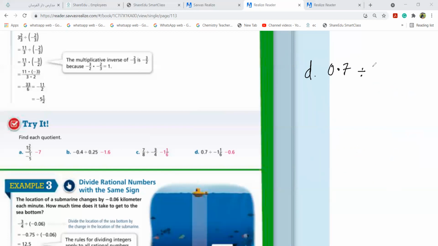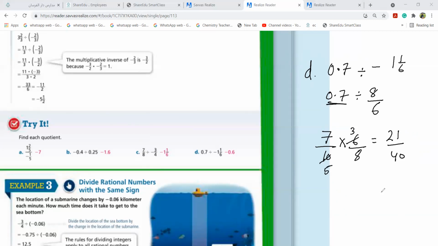0.7 divided by minus 1, 1 over 6. So 0.7 divided by 8 over 6, right? So 0.7, what can I write, girls? 7 over 10 multiply 6 over 8. Can I simplify, or do you want me to do it at the last? 2 times 3, 2 times 5. 21 by 40.